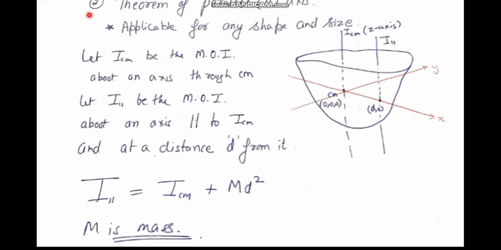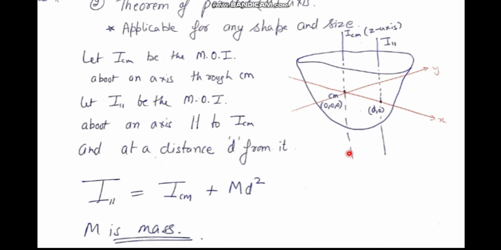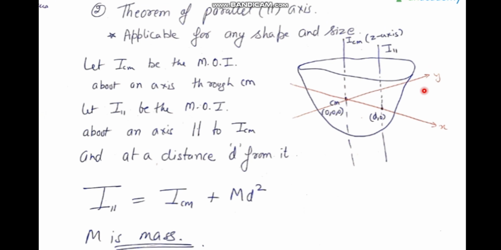Now we have the second theorem, which is known as the theorem of parallel axis. This theorem of parallel axis is applicable for any shape and size. You see, I have drawn a general shape, whereas in the previous case it was only a two-dimensional object. This is applicable to any three-dimensional object as well.